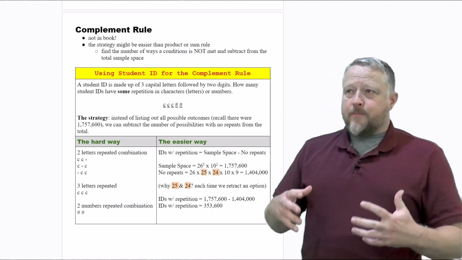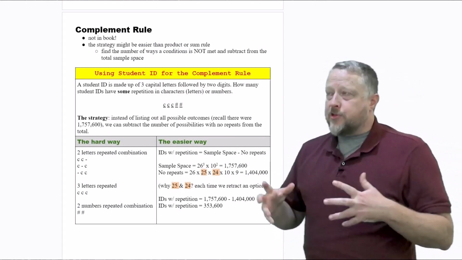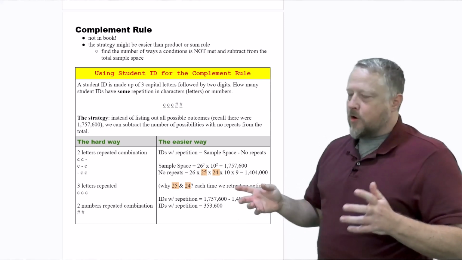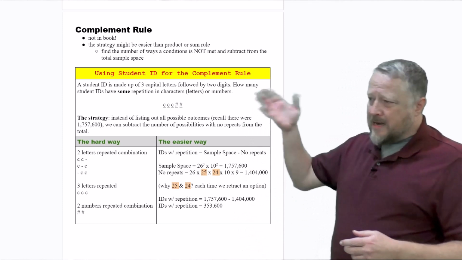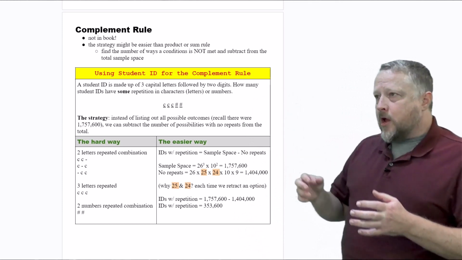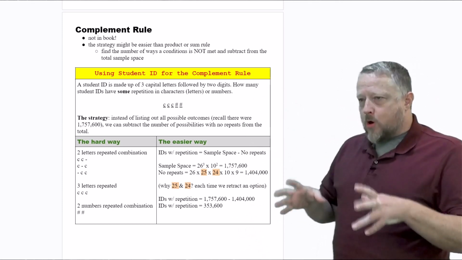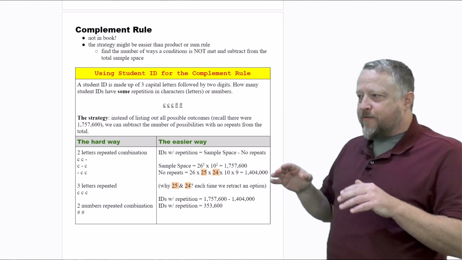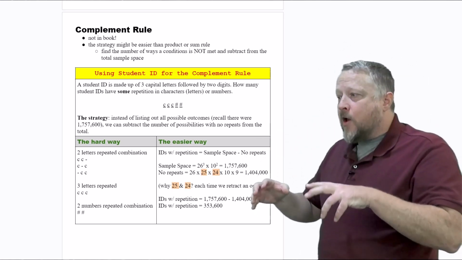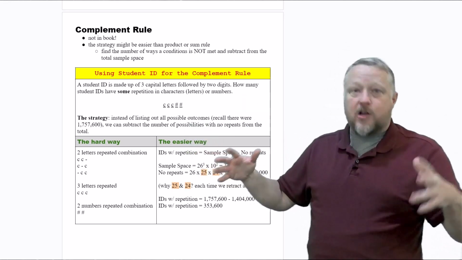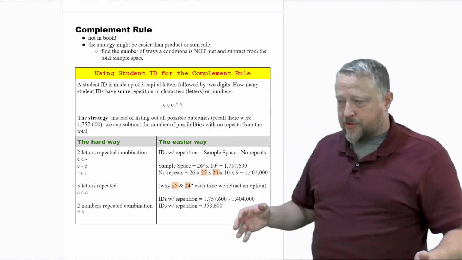This is one item that I was taught 400 years ago that I actually was surprised really wasn't in the book, and that's the complement rule. So in order to work on this, what we're doing is finding the number of ways a condition is not met and subtracting that from the total sample size that could possibly happen with no conditions.